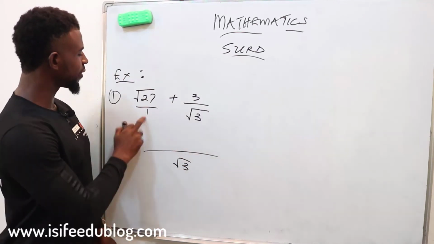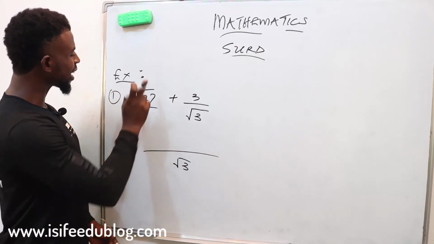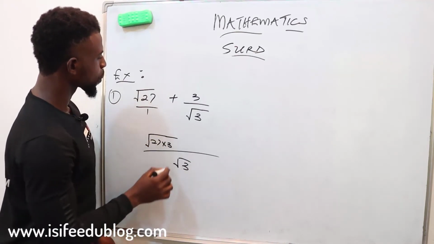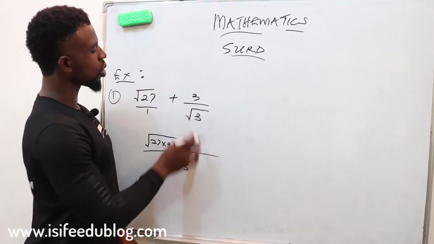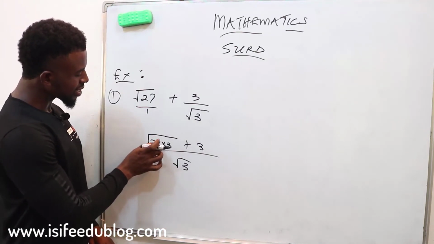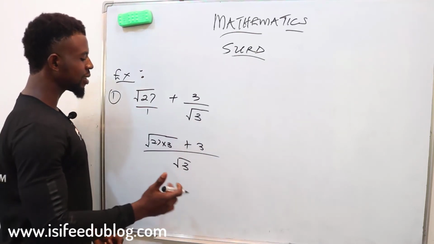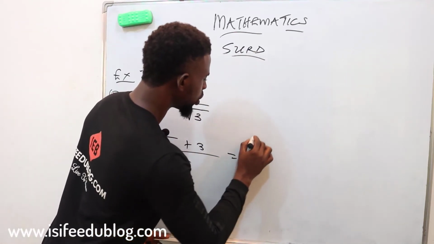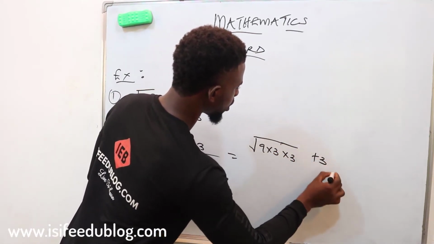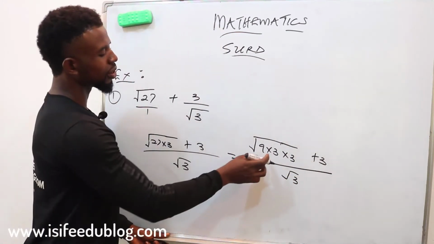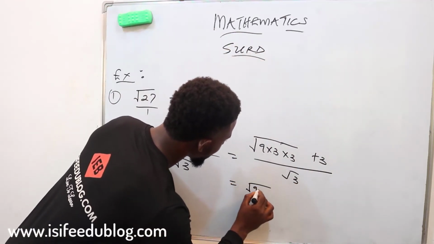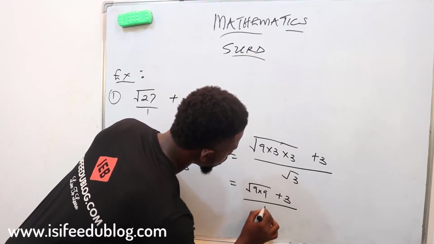root 3. Now root 3 divided by 1 will give us root 3. And root 3 times root 27 will give us root 27 times 3. Plus root 3 divided by root 3 is 1. 1 times 3 is equal to 3. Now, if you look carefully at this, this 27 is equal to 9 times 3. So we can have this to be root 9 times 3 times 3 plus 3 all over root 3. Now 3 times 3 is equal to 9. So this is the same thing as root 9 times 9 plus 3 all over root 3.